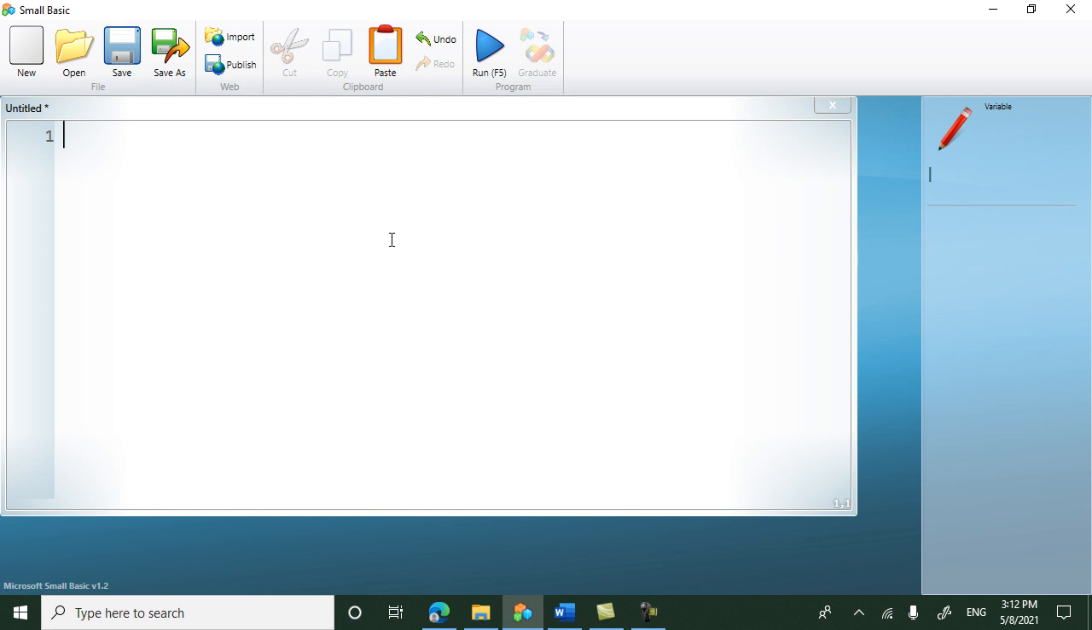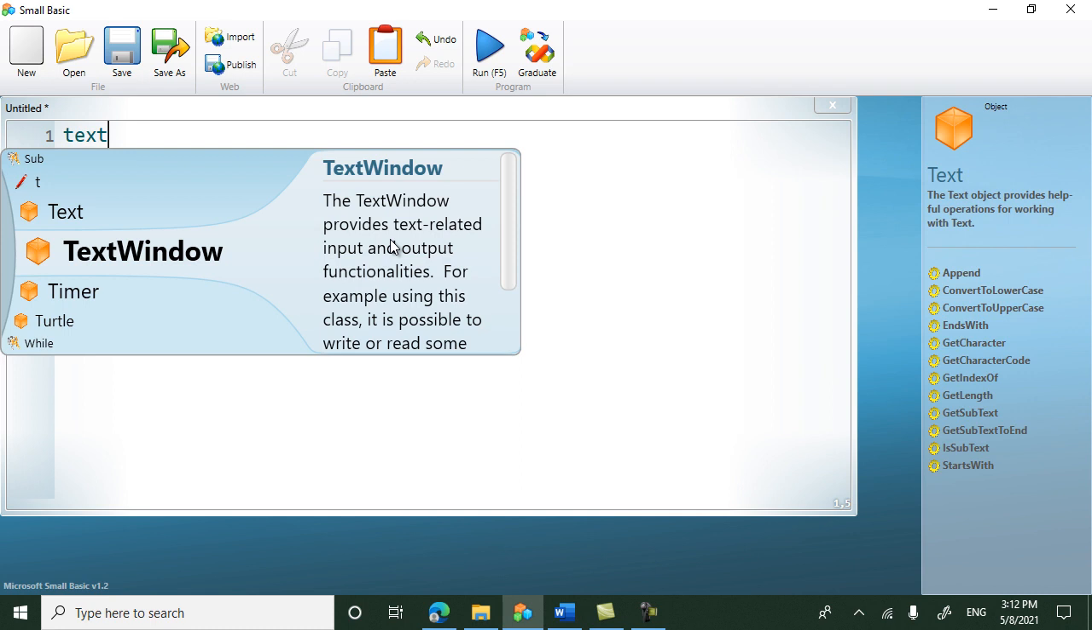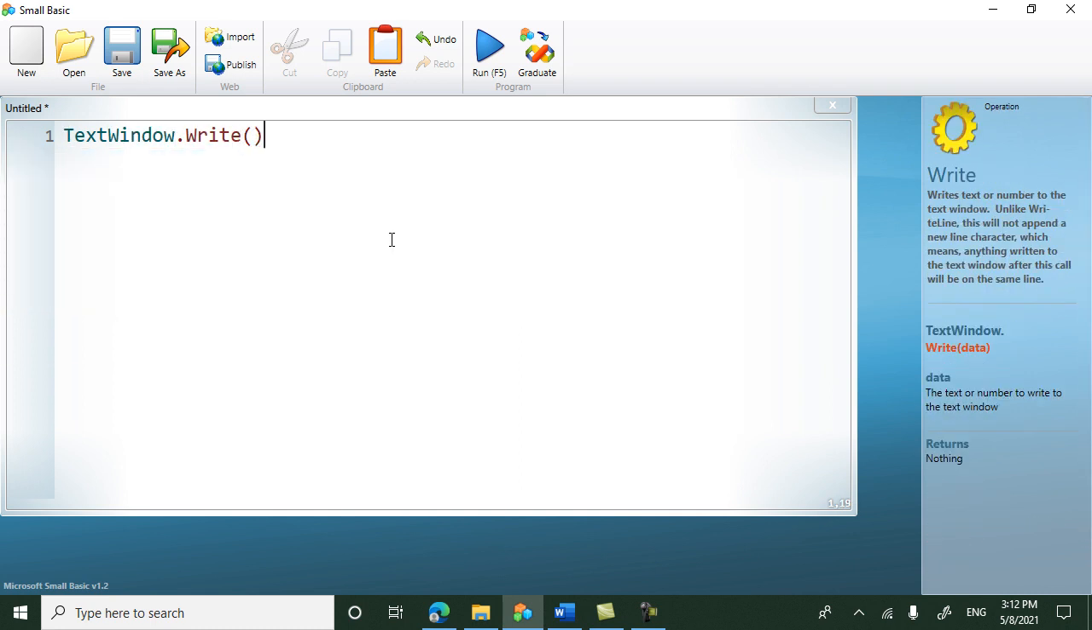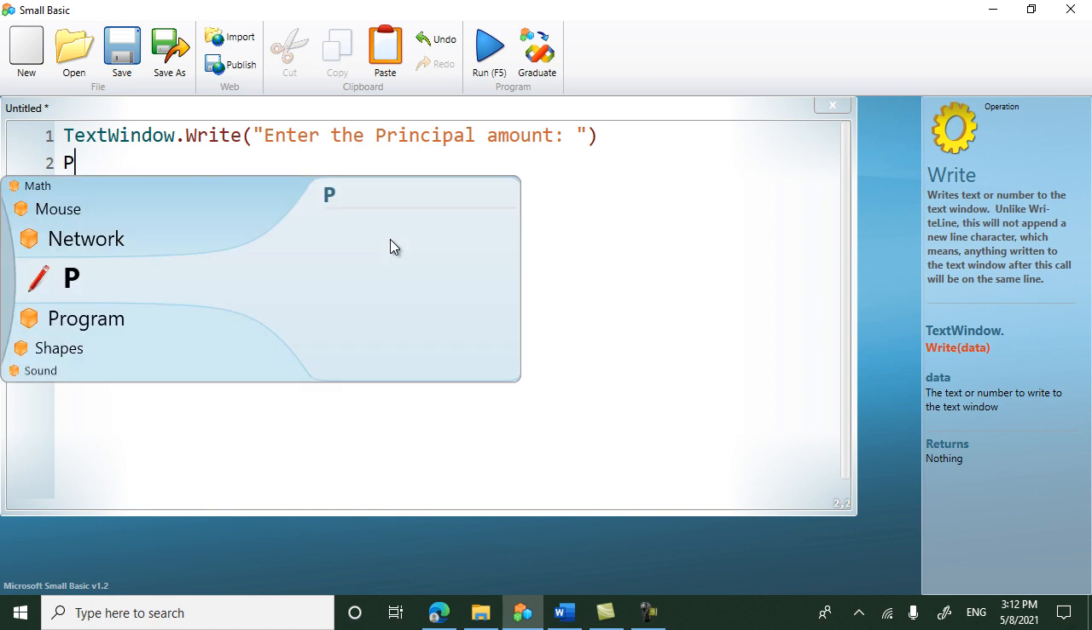For this, first we will input the actual amount that you have deposited in the bank account. The actual amount that you have deposited in the bank account is also called principal amount. We will store it in the variable P.